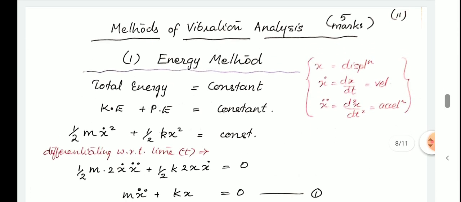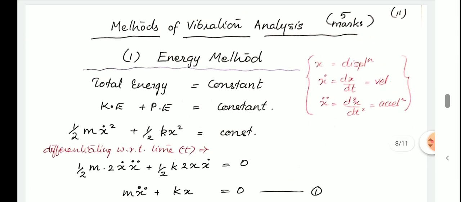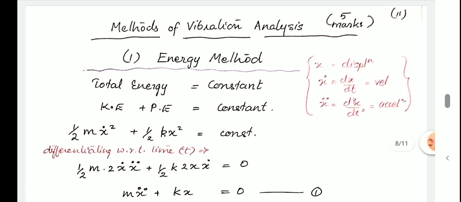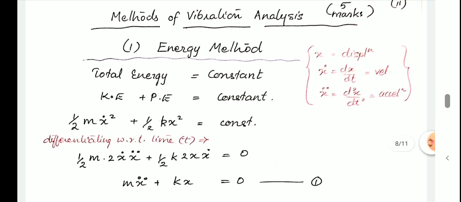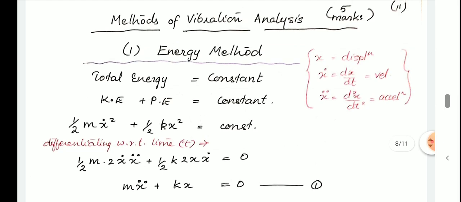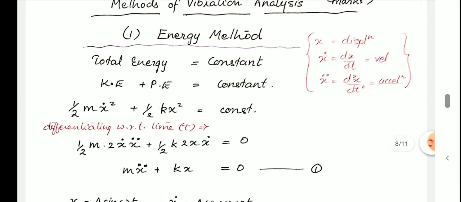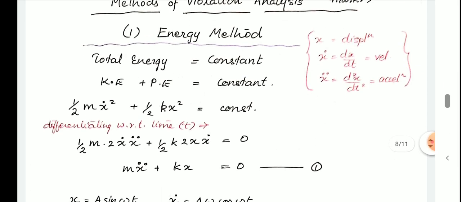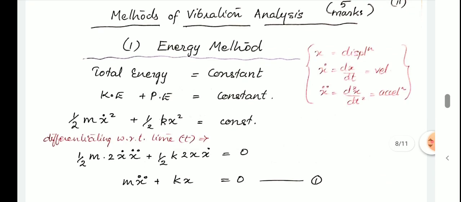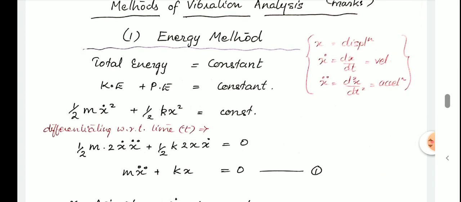We have three methods of vibration analysis, and for a free vibrating body or an undamped natural vibrating body, the vibration analysis is majorly to find out the natural frequency of vibration. The first one is the energy method. In the energy method, for a vibrating body, we assume that the total energy of the system always remains constant.